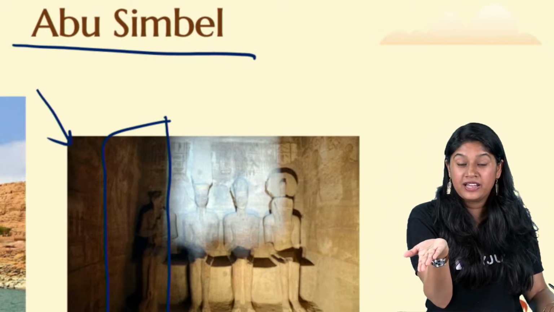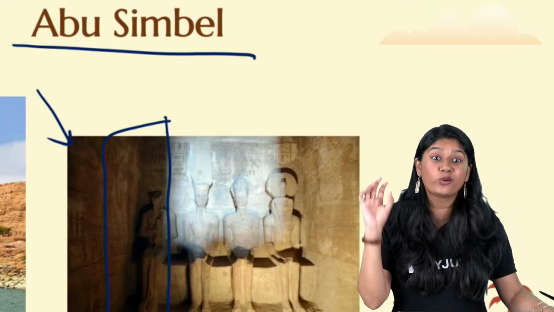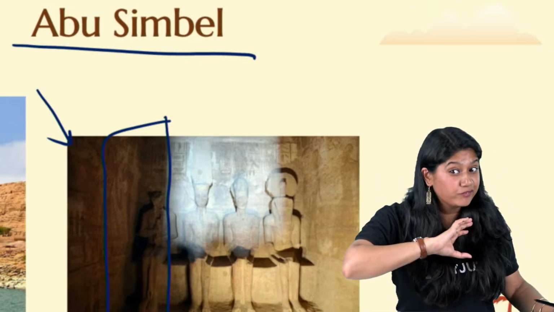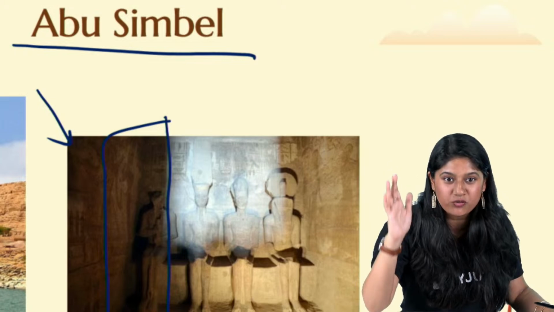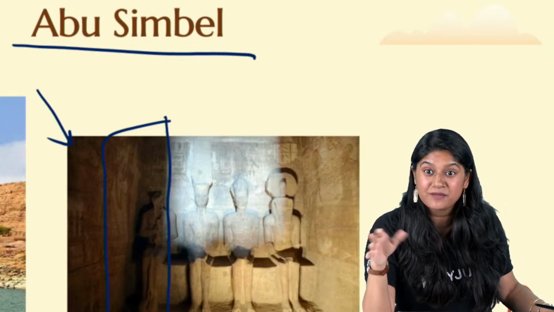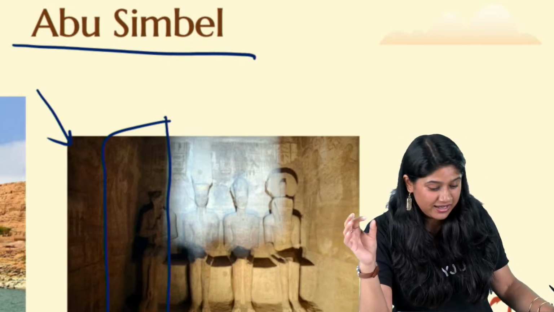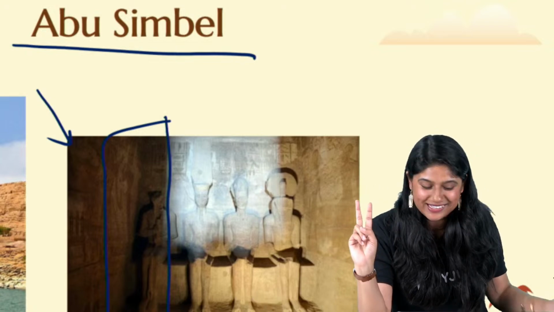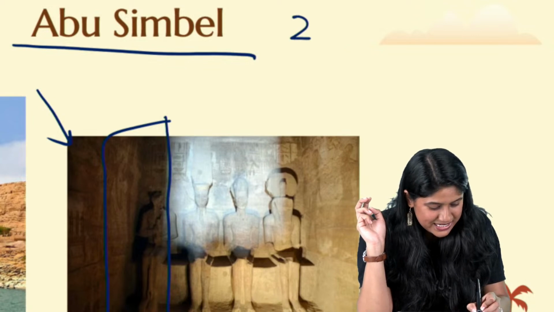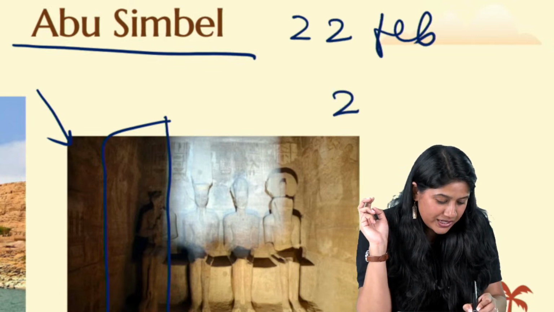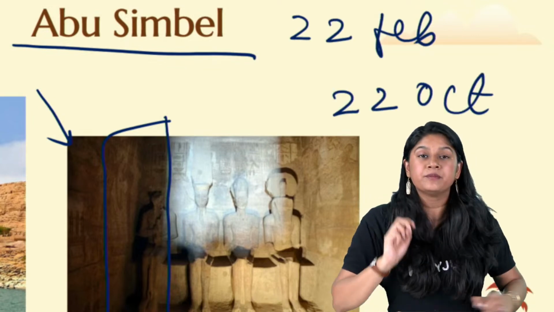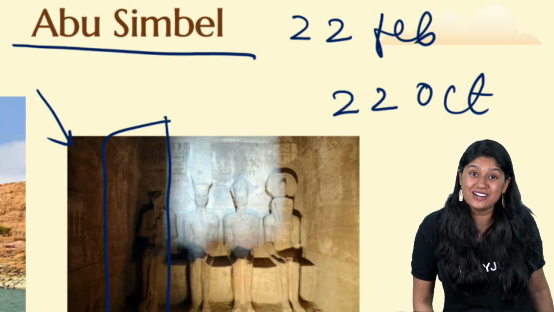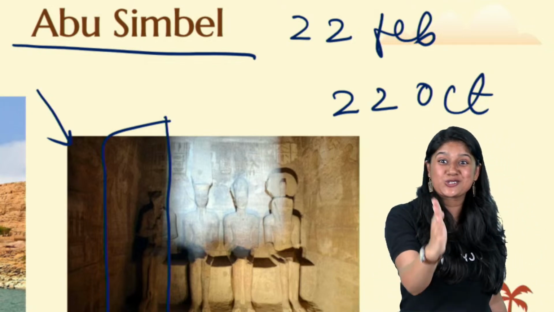Right? And every year you can actually find this on the internet. You can watch the videos and you'll be super amazed. There is a sun festival that happens every year, only 2 days: the 22nd of February and the 22nd of October. What happens? The sun rays enter from the main gate and go to the temple.